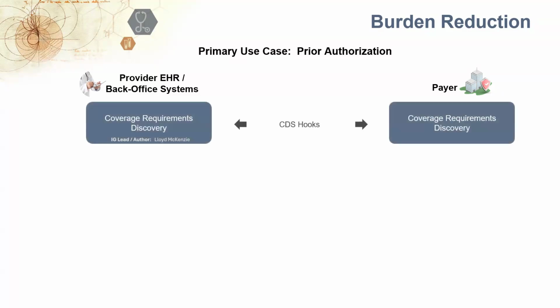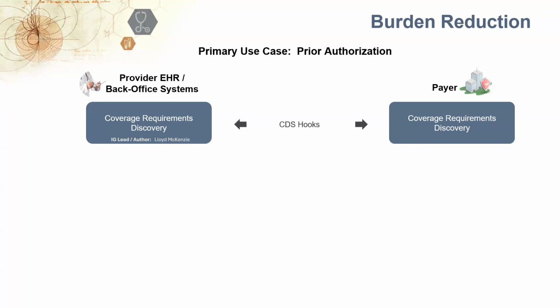First of all, the first implementation guide that is part of burden reduction is called Coverage Requirements Discovery. That name is less used than its acronym, CRD. So we use CRD for Coverage Requirements Discovery. The IG lead and author is Lloyd McKenzie. I think most of you know him.